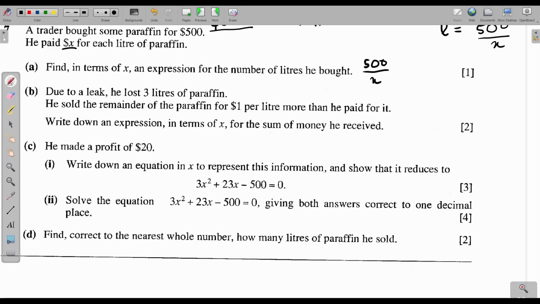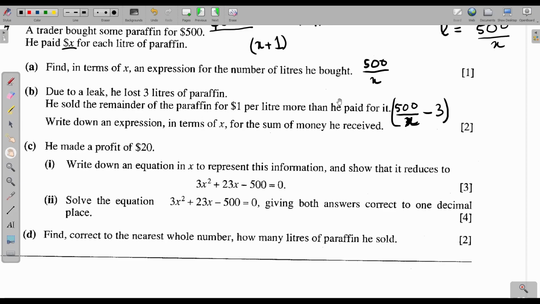All right, part B says, due to a leak, he lost 3 liters of paraffin. So he got this much, and then it leaked away 3 liters. Okay, he sold the remainder of the paraffin for $1 per liter more than he paid for. So he sold it for x plus $1 per liter. All right, write down in terms of x the sum of money he received. So he sold this many liters.